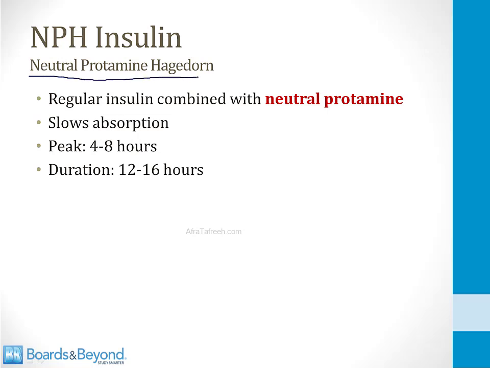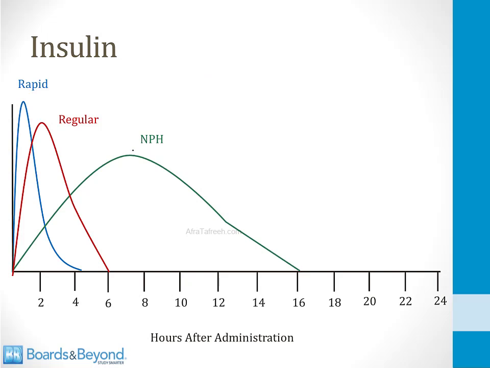This is regular insulin combined with neutral protamine. That's how it gets its name. By combining regular insulin with neutral protamine, this slows absorption and gives it a peak onset of about 4 to 8 hours and a duration of action of about 12 to 16 hours. This graph depicts the activity of NPH compared to regular and rapid. You can see that its onset of action is slower and its duration of action is much longer.